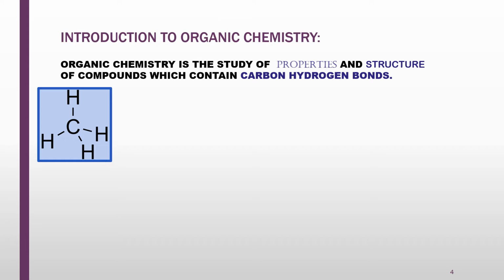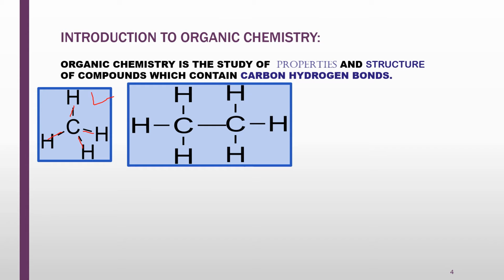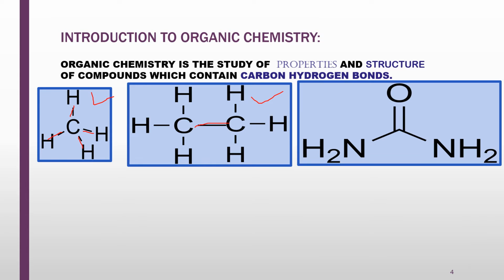You can see in the first example, this is methane, and you are seeing that there is a direct bond between carbon and hydrogen. So this molecule is an organic molecule. If you see the next example, there is a bond between carbon and carbon-hydrogen.